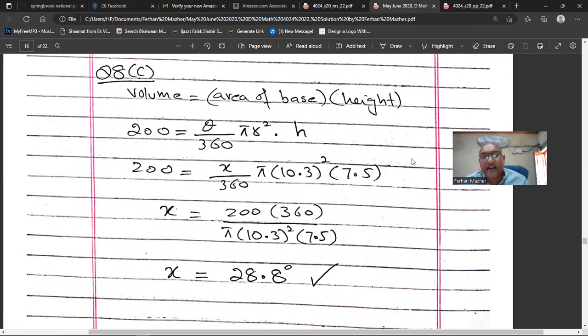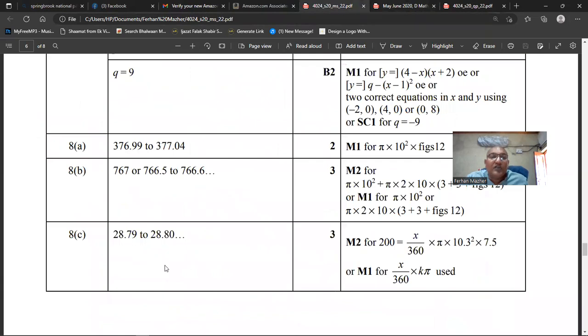The volume is equal to the area of the base of the prism multiplied by the height of the prism. So the volume is 200 centimeters cubed. The area of the base is theta by 360 pi r squared, into the height of the prism. So 200 equals x by 360 pi into 10.3 squared multiplied by 7.5. So x will be equal to 200 multiplied by 360 divided by pi divided by 10.3 squared divided by 7.5, and that is what you enter in your calculator. So you will get 28.8 degrees. So the x value will be 28.8 degrees. So our answer is right.